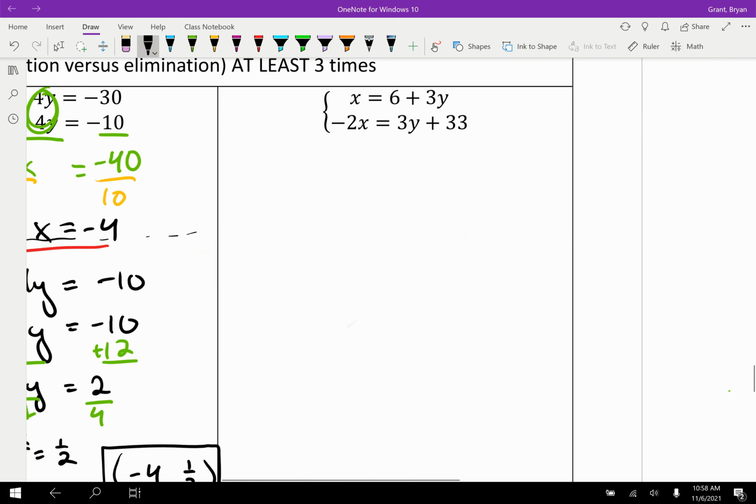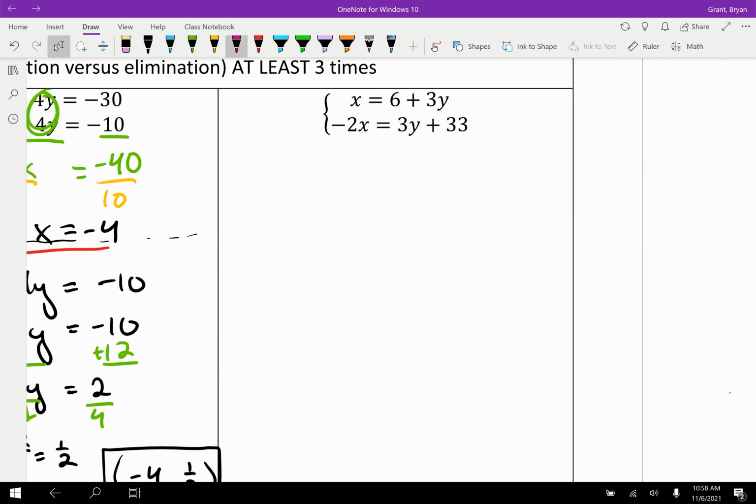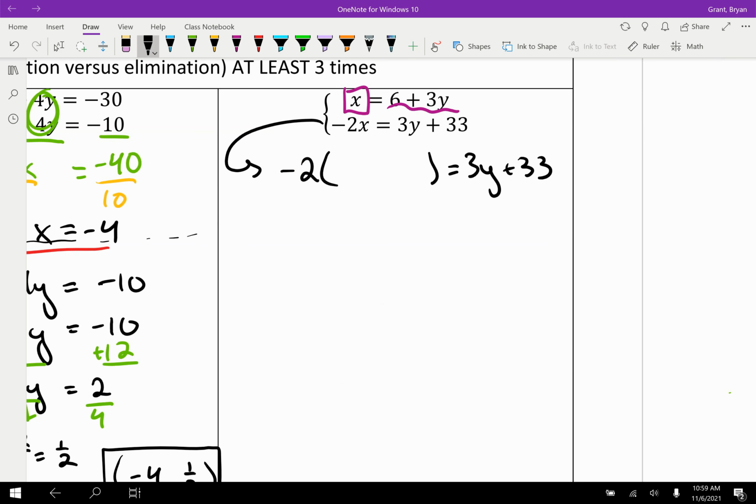Moving on through. Third problem seems like pretty straightforward substitution. We know what x is equal to, so we take the other equation and we go through and say negative 2x. Nope, we need to replace the x. Negative 2 times something equals 3y plus 33. And we replace the x with 6 plus 3y. From here we need to distribute. This gives us negative 12 minus 6y equals 3y plus 33.